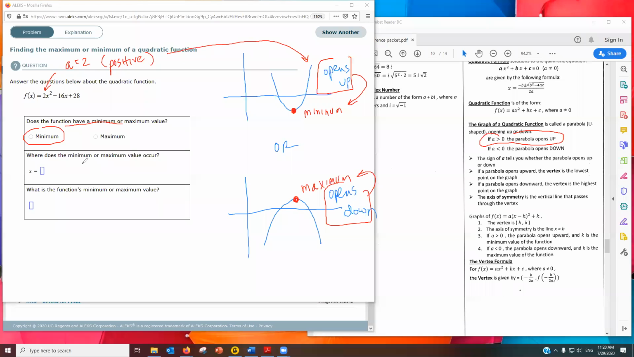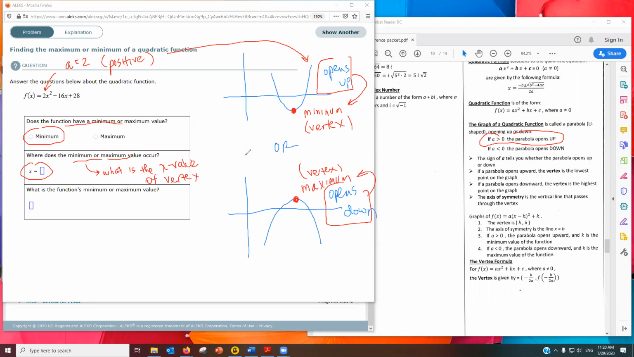Now it wants to know, where does the minimum or maximum occur? Well, the minimum always occurs at the vertex. The maximum always occurs at the vertex. So really this question is asking you, what is the x value of the vertex? That's really what they're asking when it says, what is the x value where the min or max occurs?